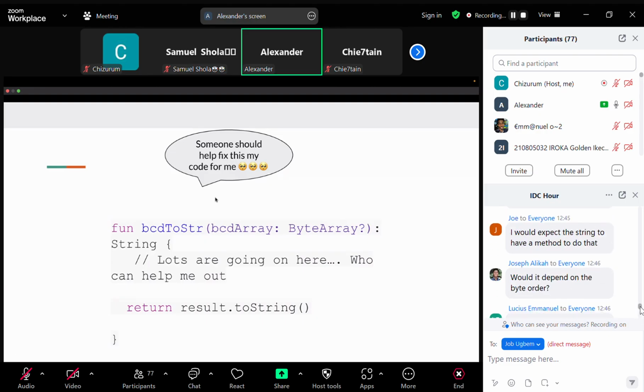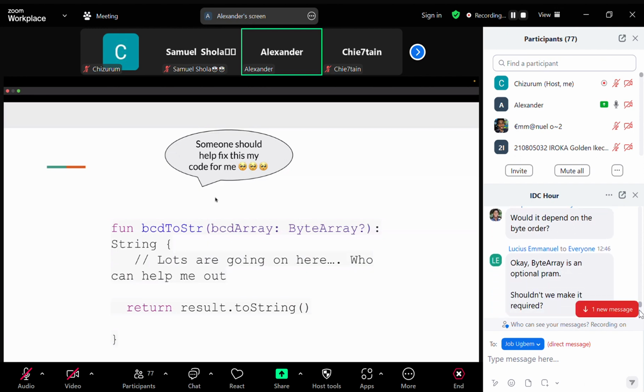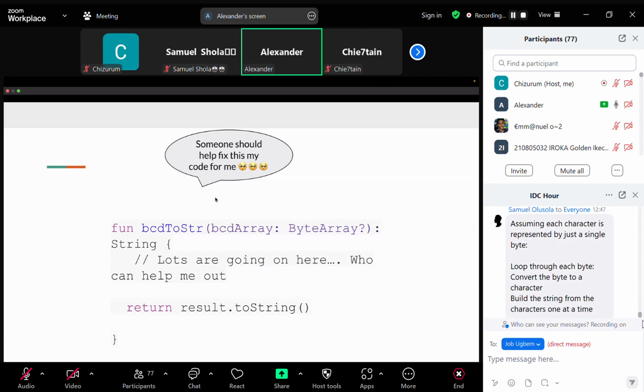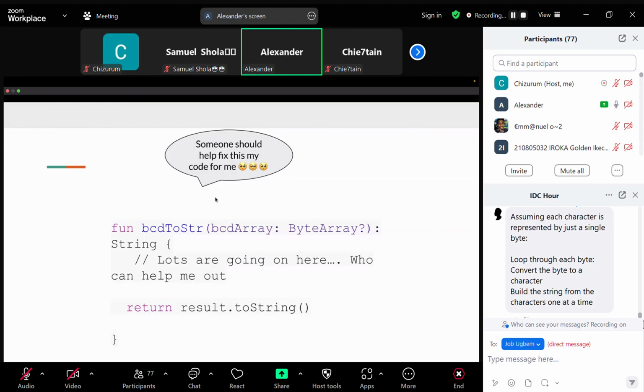Who can tell me how many hexadecimal values make a byte array? If you know that one, you would understand what I'm saying. I don't want to give you the answer directly. I'm a wicked lecturer.